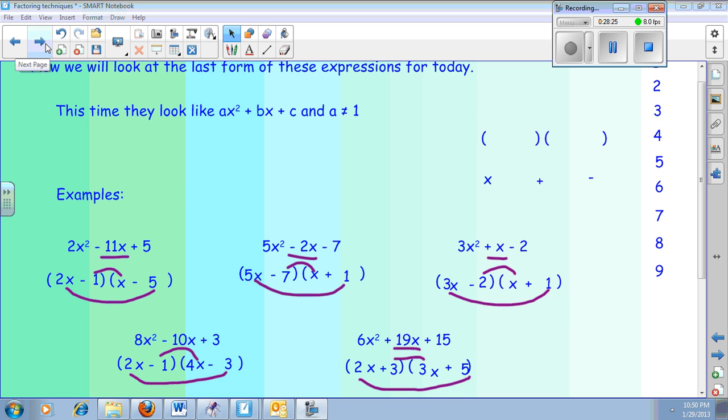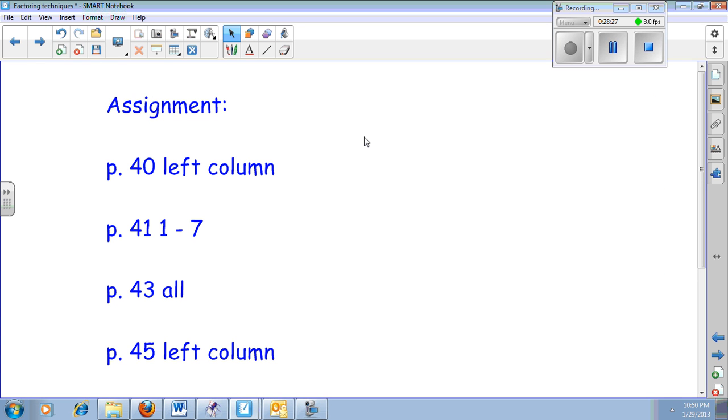That's all for today. So let's look at our assignment. On page 40, work the problems in the left column. On page 41, work the problems 1 through 7 only. On page 43, please do all of the problems. And on page 45, the left column is sufficient.